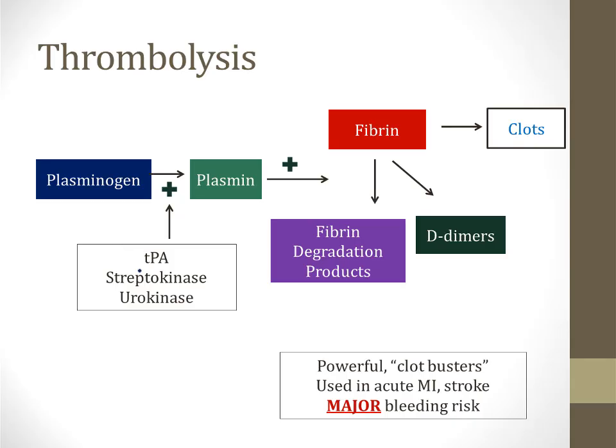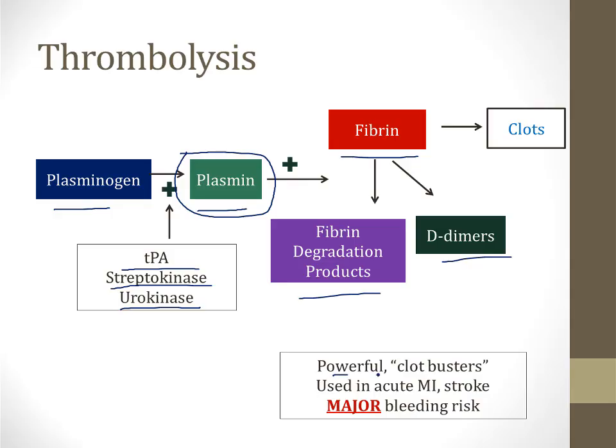There are three drugs in this class. One's called tissue plasminogen activator, the other is streptokinase, and the other is urokinase. I talk about all of these drugs in the module on coagulation. They are naturally occurring substances which convert plasminogen into plasmin. They can be administered as drugs to generate large amounts of plasmin, which will break down fibrin clots into fibrin degradation products and D-dimers. These are powerful clot buster drugs.